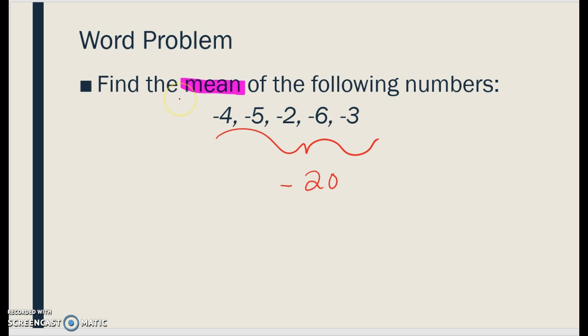But to find the mean, we need to take that negative 20 and we need to divide it by how many numbers there are, which here are 5. So now we're talking about a division problem with a positive and negative integer. So since our two integers have different signs, our answer is actually going to be a negative number. So 20 divided by 5 gives me 4. I already said our answer would be negative, so my final answer here is negative 4. The mean of the following numbers is negative 4.